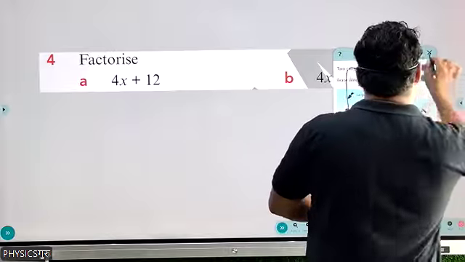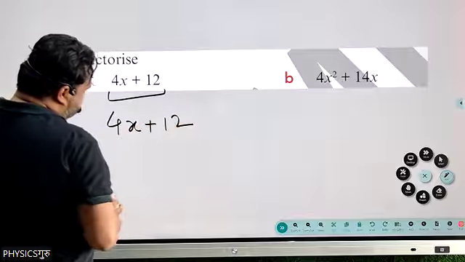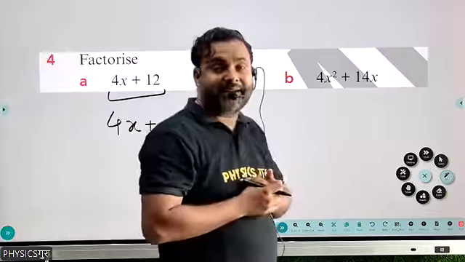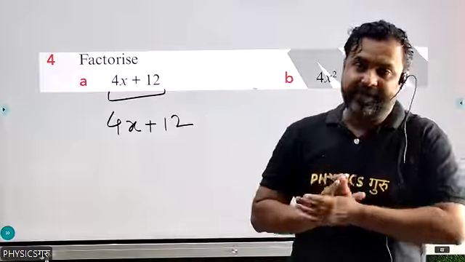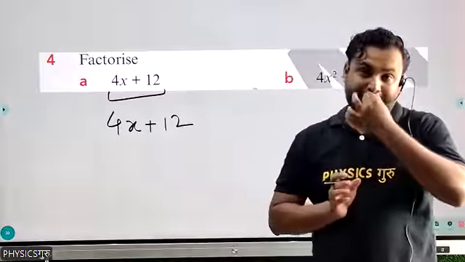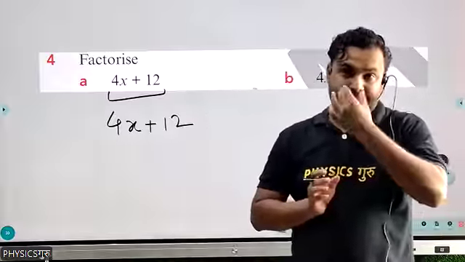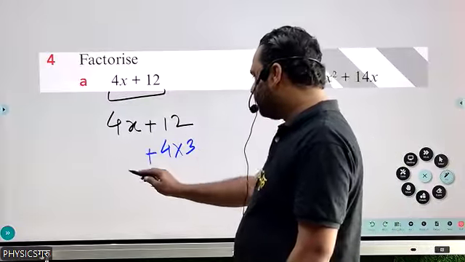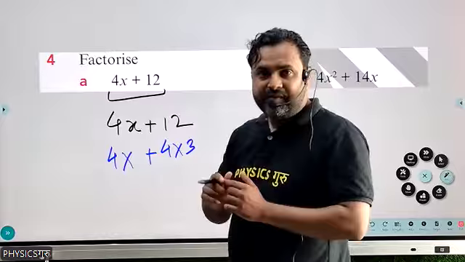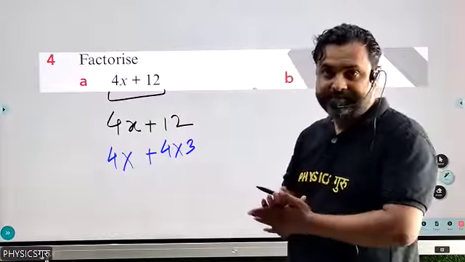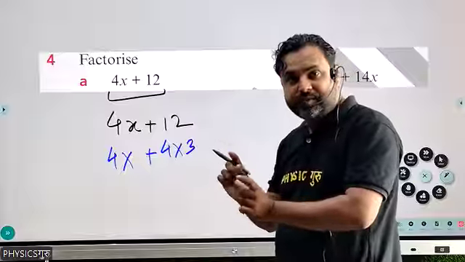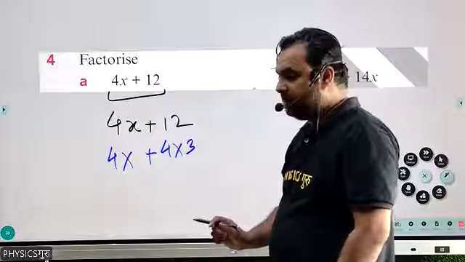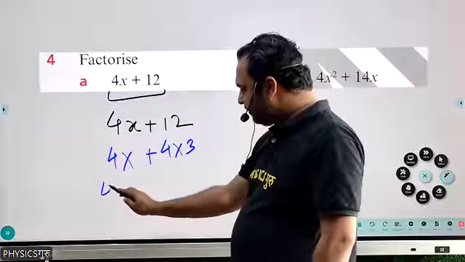Now see, factorize 4 times x plus 12, right? Those questions which have factorization, they ask you to factorize. So what we have to do, basically, we need to break 12 into 4 times 3. You can write it as 4 times 3 plus 4 times x. Why are we doing so? So that we can take the common part. So common is what? 4 is common.